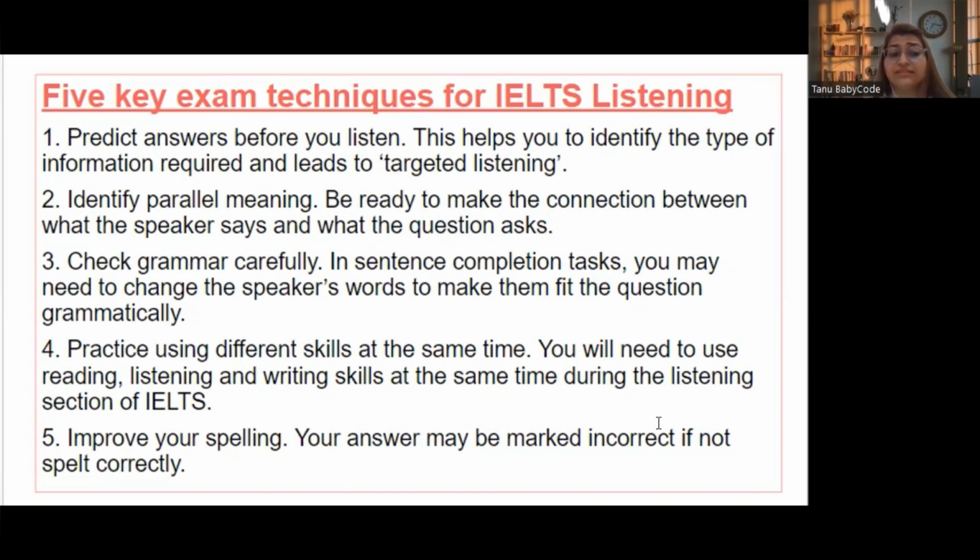Okay, next is improve your spelling. If spelling is not correct, your answer is marked incorrect, right? So make sure you write the spelling correctly.